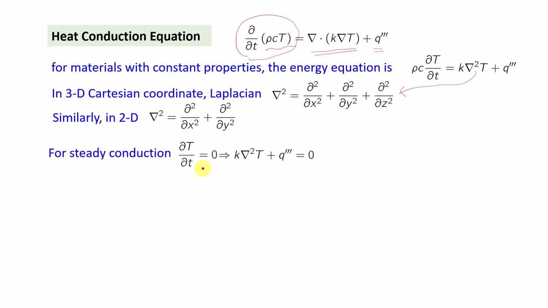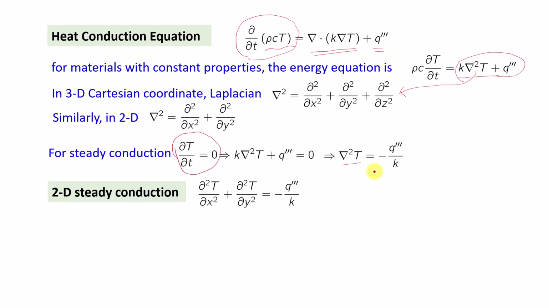In steady state conduction, we know that this time derivative will be 0. Since the time derivative is 0, we can take the right hand side, k del square T plus q triple prime, to be 0. Or we can write del 2T is equal to minus q triple prime by k. This is a very famous equation, known as Poisson's equation. And we'll focus on this equation in the next few lectures as well as this lecture.